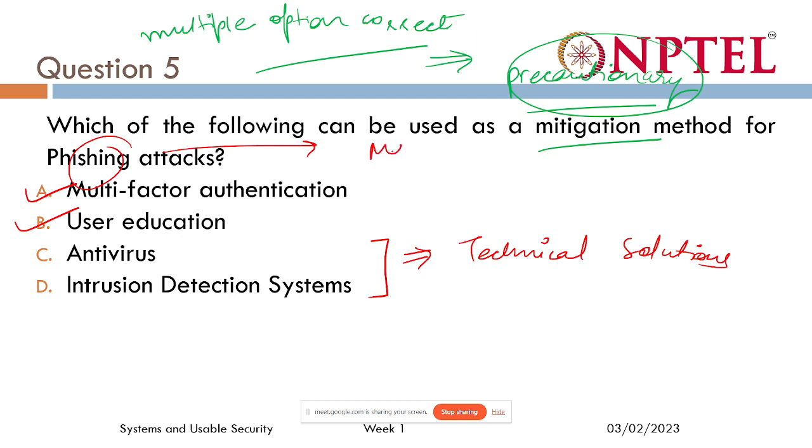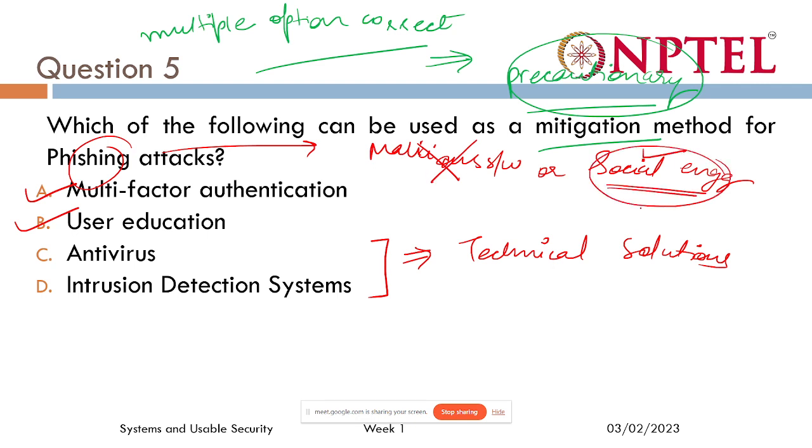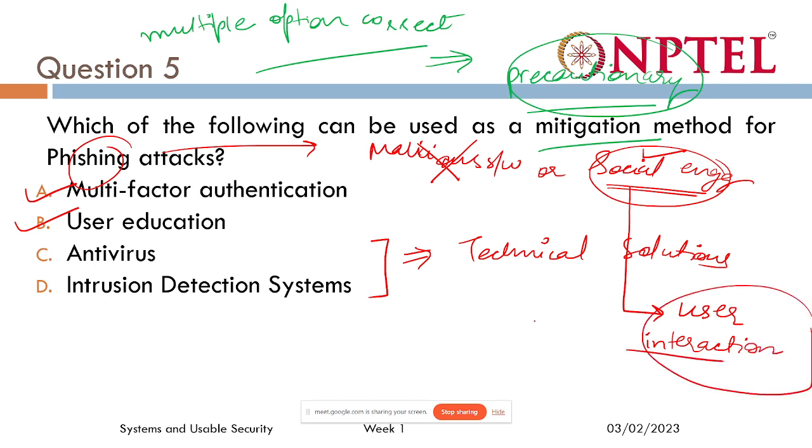Whether it's malicious software or a social engineering attack? Social engineering. Why do you think so? Because it is dealing with problems in user interaction, right? Let's say the user is clicking some faulty links that he should not click, right? A mail is being received by a particular set of users, and they end up giving their details.